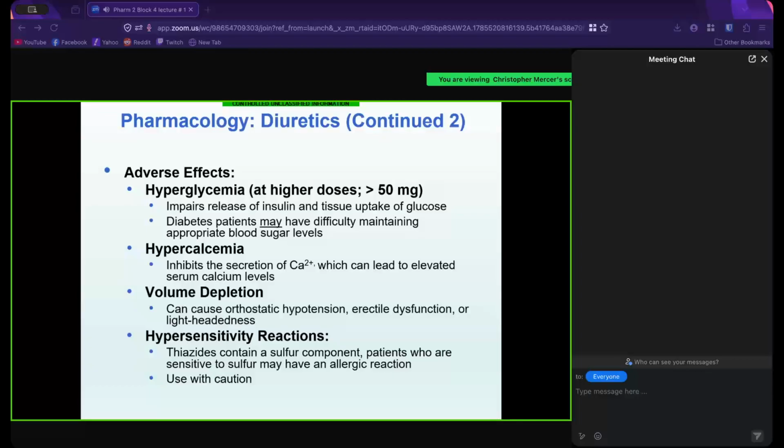Definitely need to know the last bullet on the slide. Sulfur. Sulfur sensitivity, no-go with thiazides or thiazide-like. Definitely comes up a lot. It's not an absolute contraindication, but use with caution if your patient has any or may have had any sensitivity to sulfur in the past.